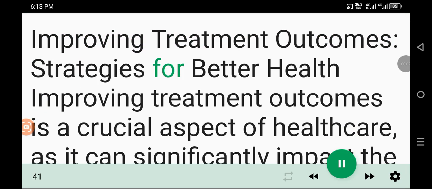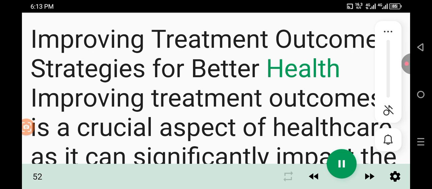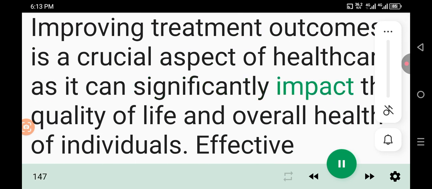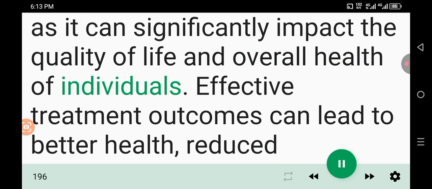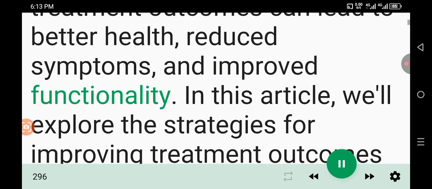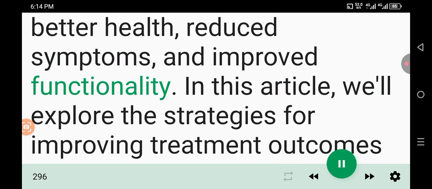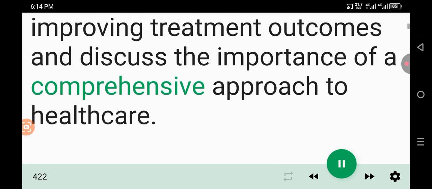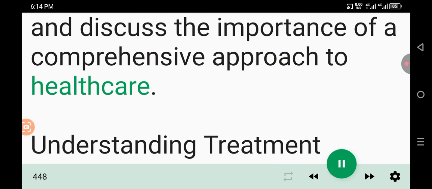Improving treatment outcomes. Strategies for better health. Improving treatment outcomes is a crucial aspect of healthcare, as it can significantly impact the quality of life and overall health of individuals. Effective treatment outcomes can lead to better health, reduced symptoms, and improved functionality. In this article, we'll explore the strategies for improving treatment outcomes and discuss the importance of a comprehensive approach to healthcare.